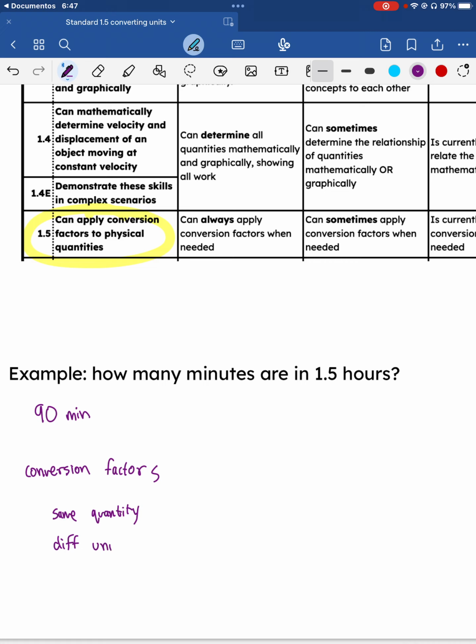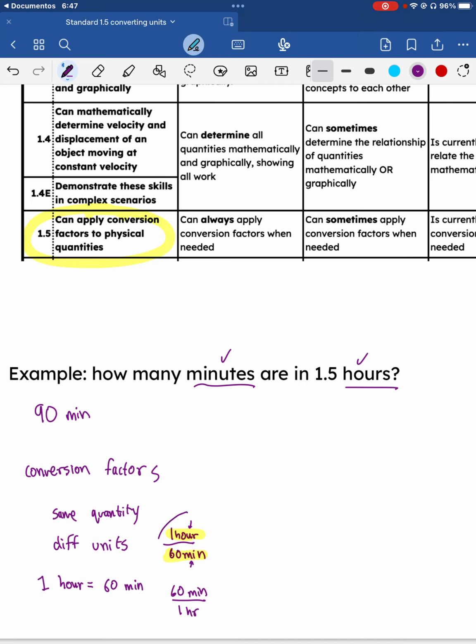So for example, minutes and hours, a conversion factor to go between minutes and hours is always that 1 hour is equal to 60 minutes. I express conversion factors in fractions, so 1 hour over 60 minutes, or 60 minutes over 1 hour. This is the same exact amount of time. An hour and 60 minutes is the same quantity of time, just in a different unit.